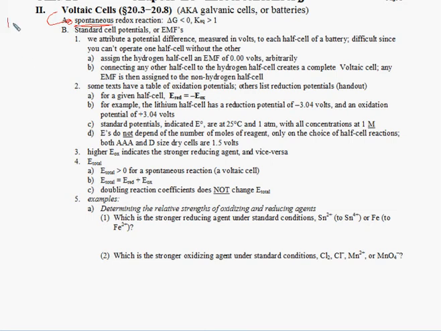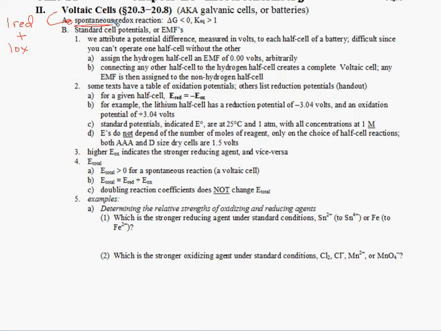There must be one reduction and there must be one oxidation. For all of the reactions that we're going to be doing, it's one of each kind. Each half is going to then join together to make the entire redox reaction.